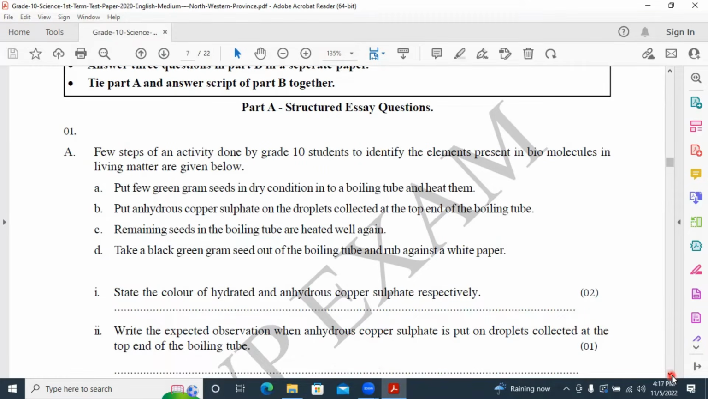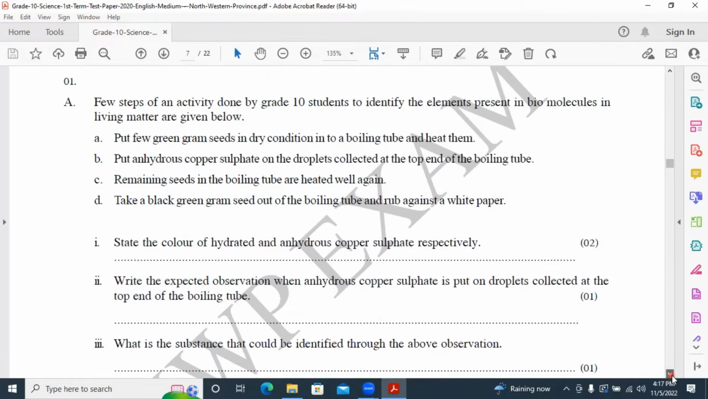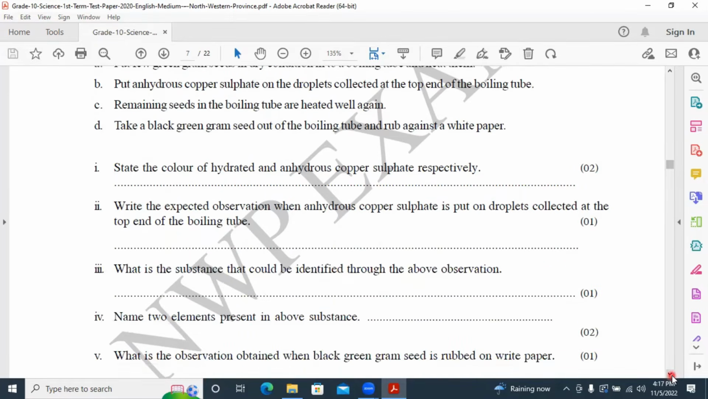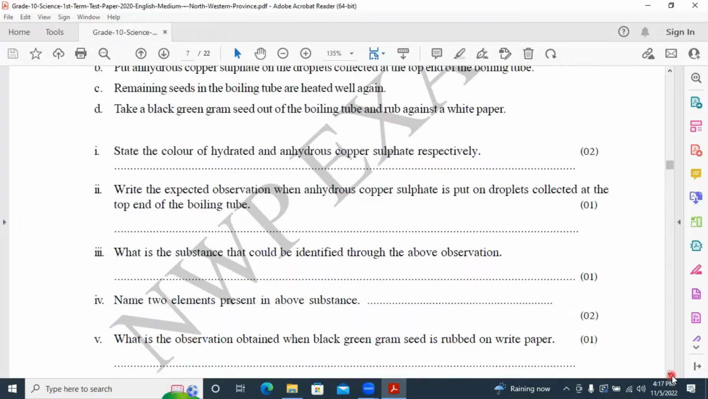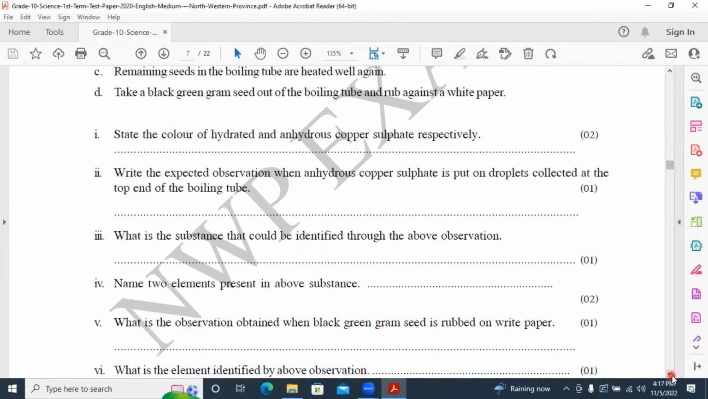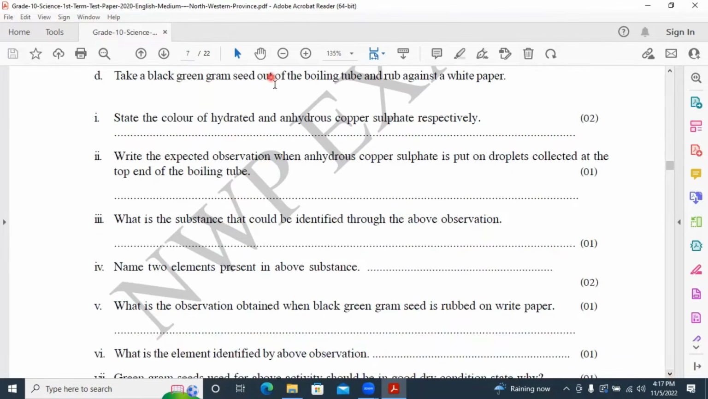Roman number 1. State the color of hydrated and anhydrous copper sulfate respectively. Hydrated means that the copper sulfate has water. Anhydrous means it has no water. So the color of hydrated copper sulfate is blue and anhydrous copper sulfate is white. Blue and white are the answers.